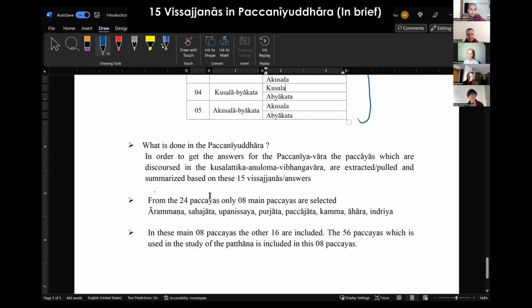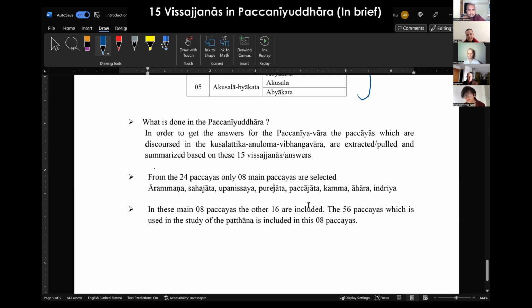As we know, from the 24 Paccayas, only 8 main Paccayas are selected. Not everything is included. So nārammaṇa, nasahajāte, upanissaya, purejāte, paccājāte, kamma, ahara, and indriya. Only these 8 are selected here.